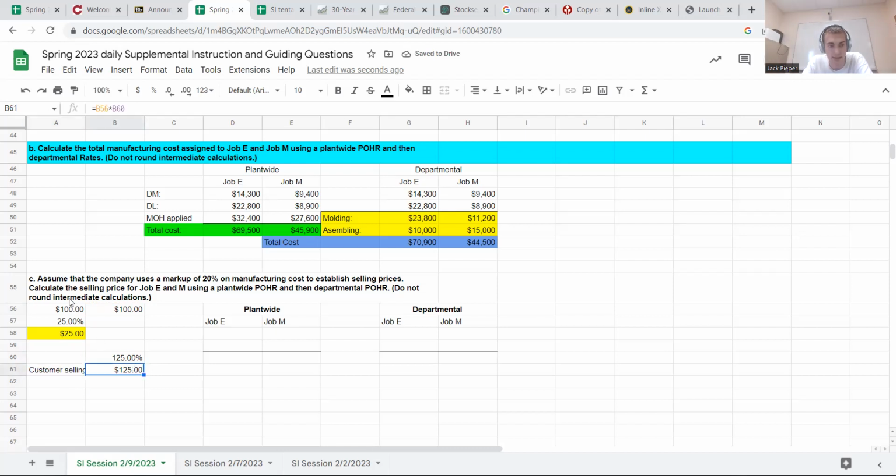Again, you could take the cost of goods sold, multiply by the percentage, and then add that back into the cost of goods sold, or you can just express it as a percentage, but remember that it needs to be greater than 100% because we want to charge the customers more than what it cost us.